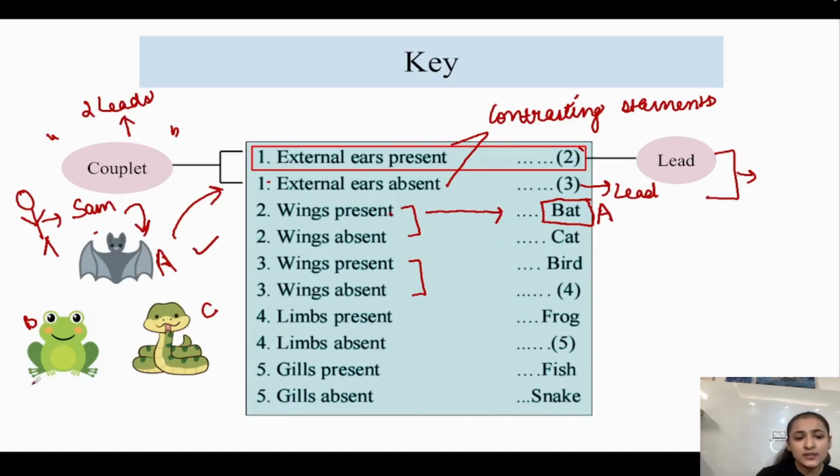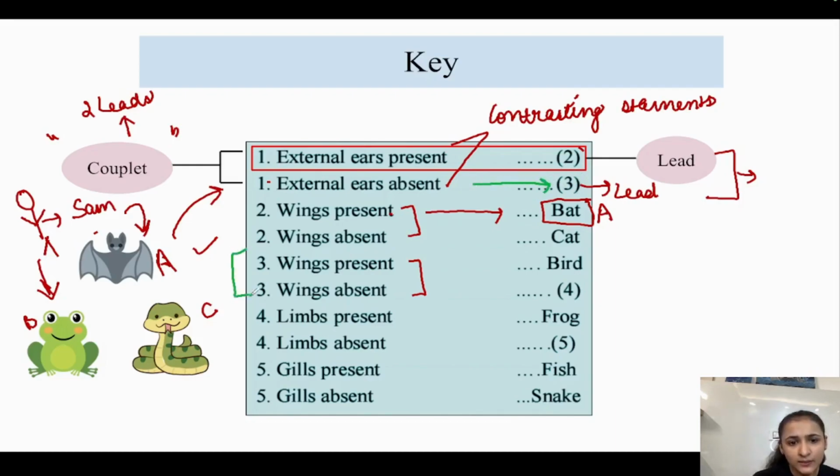Now coming to the second organism, that is the frog. Now Sam does not know that this is a frog. So he is using a key to identify a frog. Now what will he do? He'll go in the series. Are external ears present in the frog? No, they are not present. Are external ears absent? Yes, this statement is matching with our organism. External ears are absent. So in this statement, it is suggesting us to go to the couplet number 3.